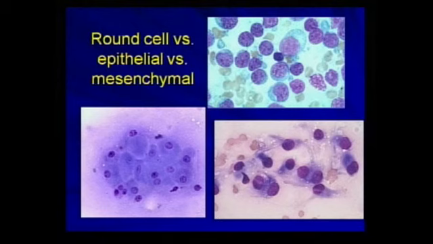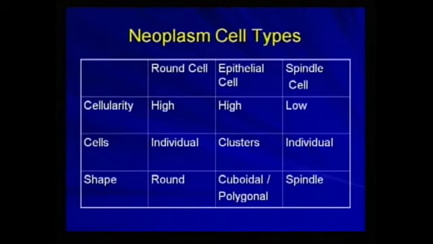And finally, in the upper right-hand corner, here are cells that are individualized. There are a lot of them, but they're not attached to each other, and these are round cells. So we will talk about clusters of cells, which suggest epithelial. We'll talk about small aggregates of spindle-shaped cells, which implies mesenchymal, and individualized round cells. And here is a table which summarizes all of this information.